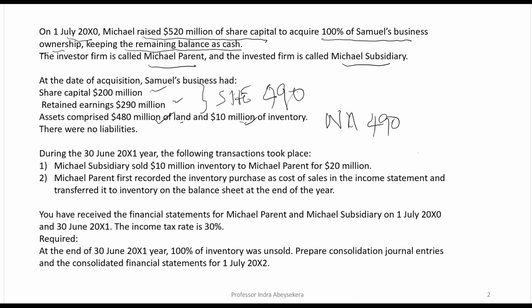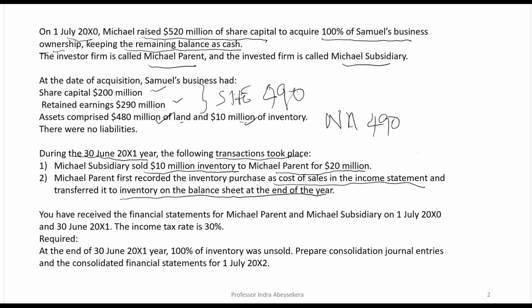During the 30th June 20X1 year, that's the first year following transactions took place, Michael Subsidiary sold 10 million of inventory to Michael Parent for 20 million. Michael Parent first recorded the inventory purchase as cost of sales in the income statement and transferred it to inventory on the balance sheet at the end of the year.